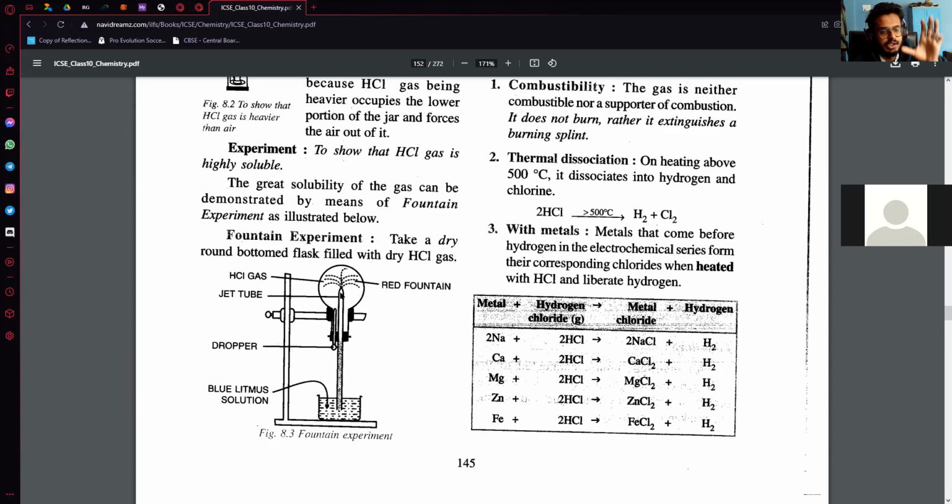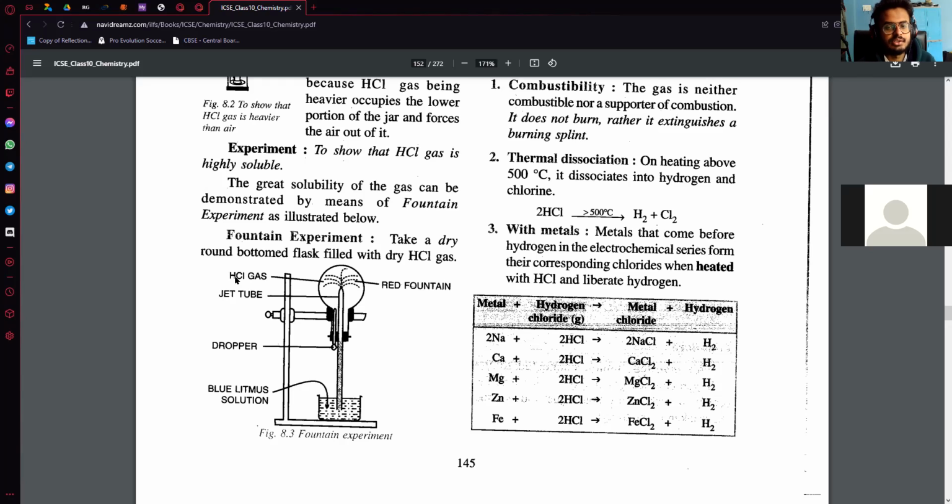But what happens is, the blue litmus solution will now be in contact with the hydrochloric acid that is formed by reacting HCl gas with the water that came out of the dropper. So the blue litmus now turns red, because blue litmus turns red in acidic solution, and HCl is a very strong acid. So the litmus fountain that comes out of the connecting tube looks red, because the blue litmus turned red, because HCl is a very, very strong acid, right?